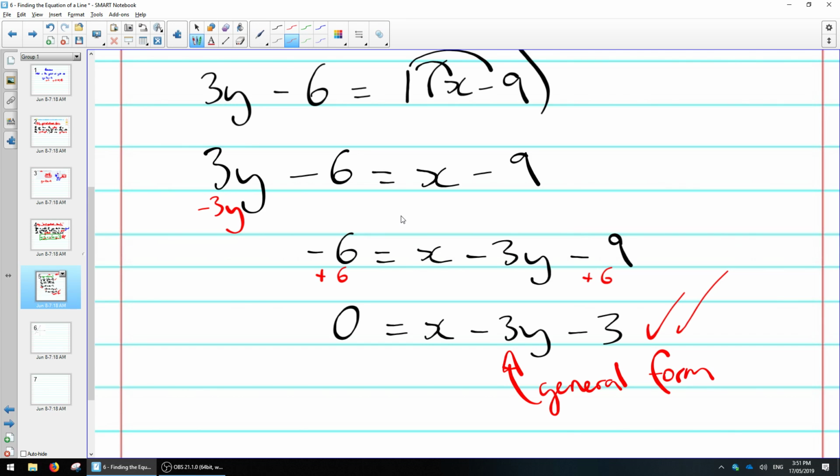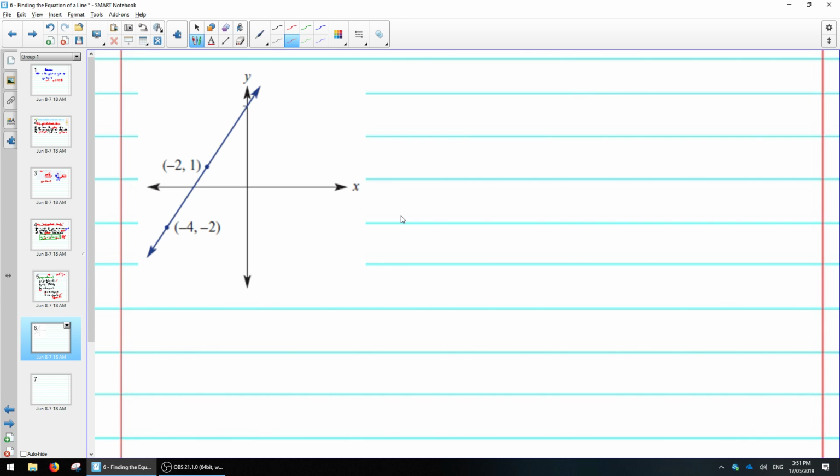I just want to do one other example of this. So say we had this. In this question, we don't even have anything written. The question is saying find the equation of the line. So that's what it says. So find the equation. Okay?